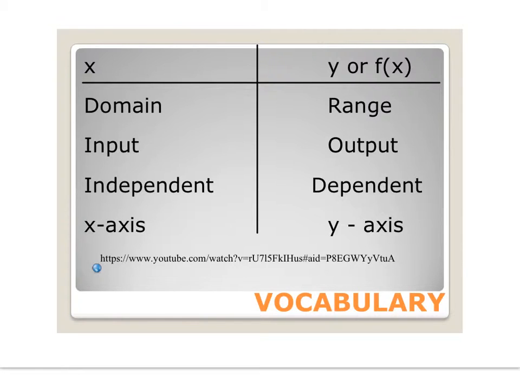Then for your y or f of x, remember this is just another way to write it. It's a function instead of an equation, but these two are synonyms of each other. When you think about the y, that talks about the range of the function, the output, dependent because this value depends on something, and we graph it along the y-axis.